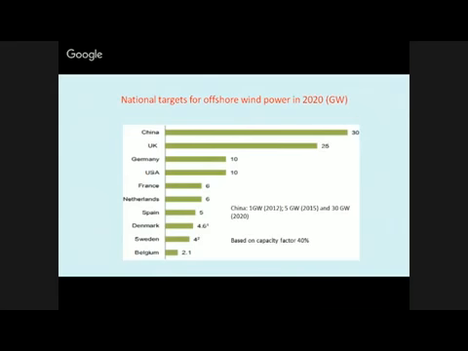So in this particular list, UK is the highest among the European countries, because UK doesn't have land. So UK has entered into the sea, and they have installed offshore wind power. Then the third number is Germany and USA, they are coming. And in this particular list, India's contribution is unfortunately negligible.